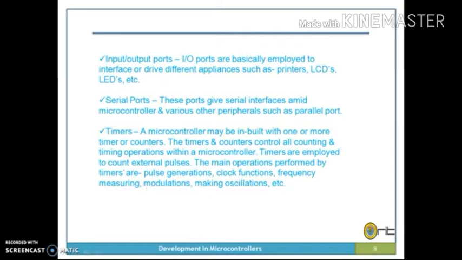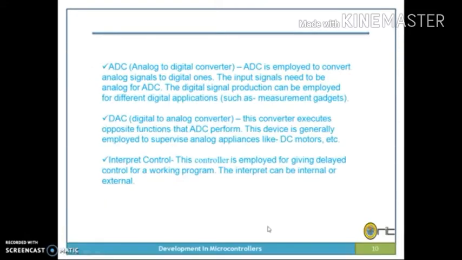Then timers and counters. Timers and counters are used for pulse generation, clock functions, frequency measuring, and modulation.